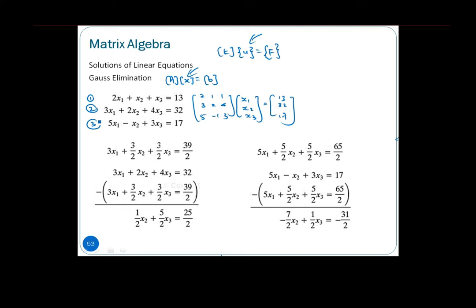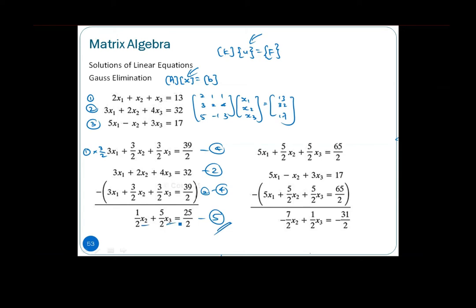Then we basically multiply our equation 1 with 3 divided by 2, right? So that gives us the fourth equation. Then we also have our second equation, right? So if I take the second equation minus the fourth equation, then we will have this fifth equation between x2 and x3.